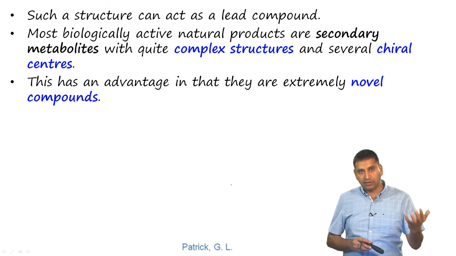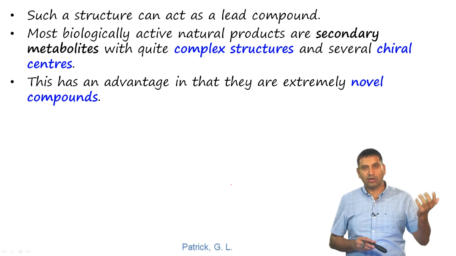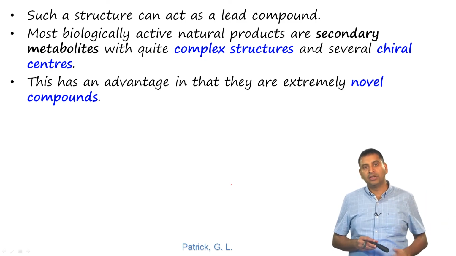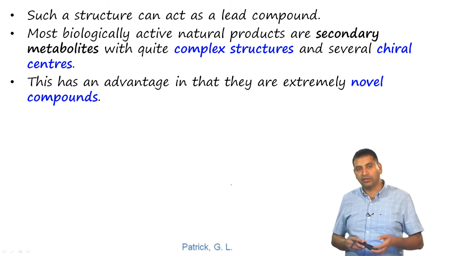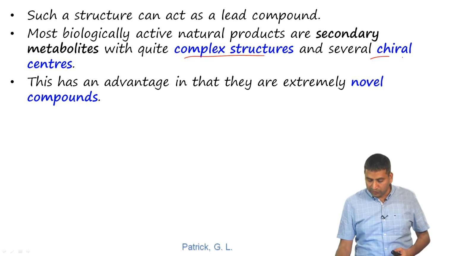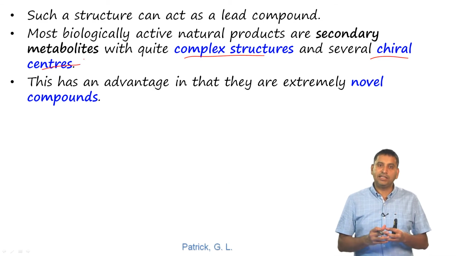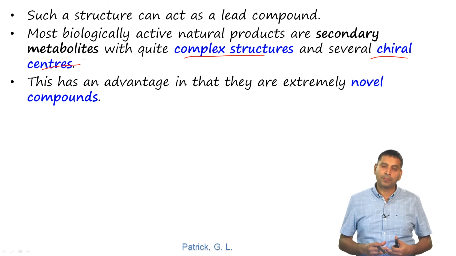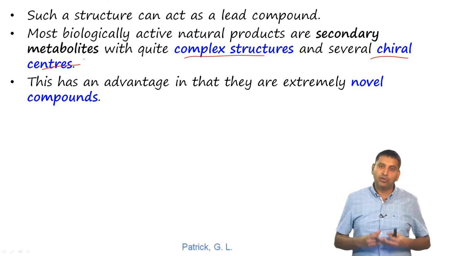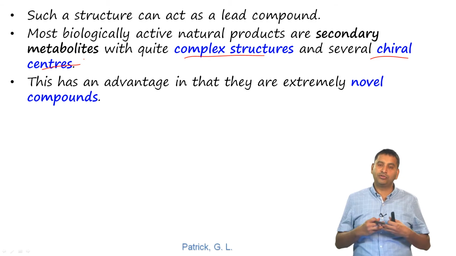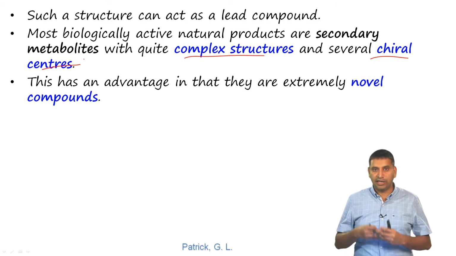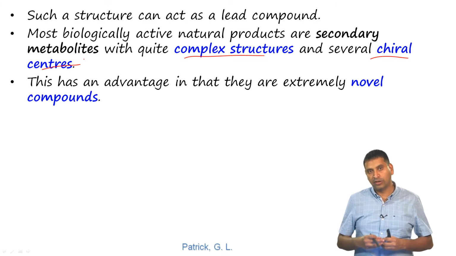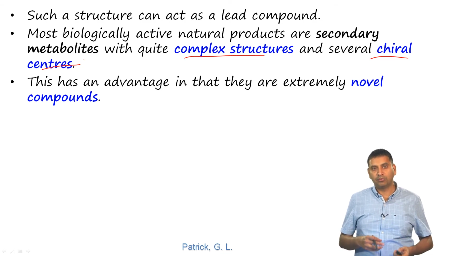Sometimes when an organism is under stress or under pressure, it produces secondary metabolites as defense mechanisms. So, these structures are not only complex, but they can also have several chiral centers. And so, because of this, it is quite likely that these are extremely novel compounds. The pharmaceutical industry is always looking for novel compounds because those can have very good patentability, and you can take it into original drugs that can be discovered in this process.